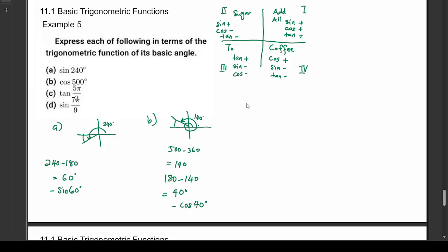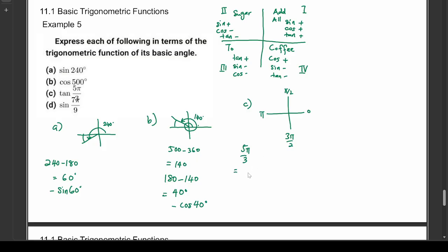Then you look at C. It's the same, only thing is it's in radians. Okay, this is 0. This is pi over 2. This is pi. 3 pi over 2. This is 5 pi over 3. Okay, 5 pi over 3. So definitely more than pi.